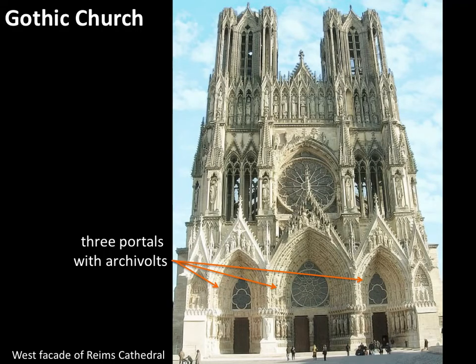Here we are at the west gate of the Reims Cathedral, and just as we saw before, there are three central portals with their archivolts, so that tends to look very much like what we've seen before, with a difference though. Over the central portal, we have what's called a rose window. It is a true circle that is decorated in some way.